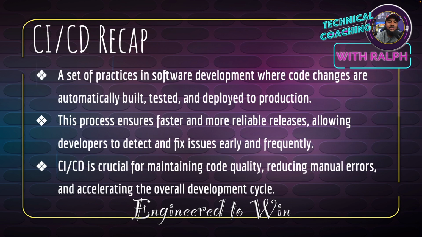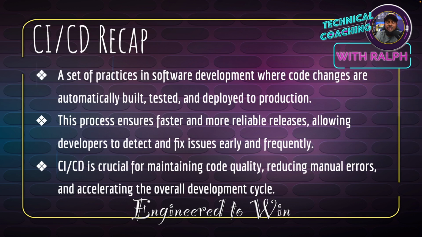So what is CI/CD? This is a recap. We talked about CI/CD pipelines about 2 weeks ago, and we're going to do a quick recap, a refresher. It's a set of practices in software development where code changes are automatically built, tested, and deployed to production. This process ensures faster and more reliable releases, allowing developers to detect and fix issues early and frequently. CI/CD is crucial for maintaining code quality, reducing manual errors, and accelerating the overall development cycle.